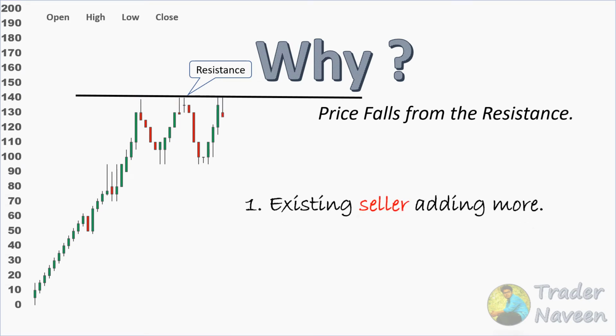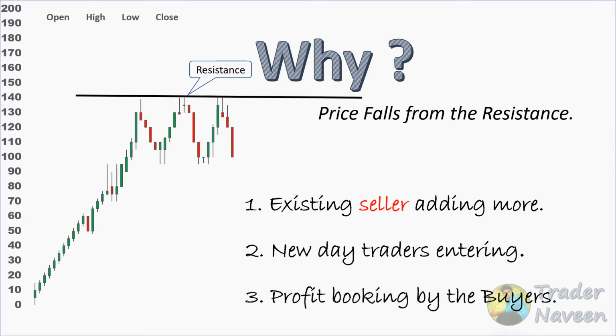Existing sellers adding more. New day traders entering short. And profit booking by the buyers. As these three types of orders are punched at the same time at the resistance level, the stock price tends to go down.